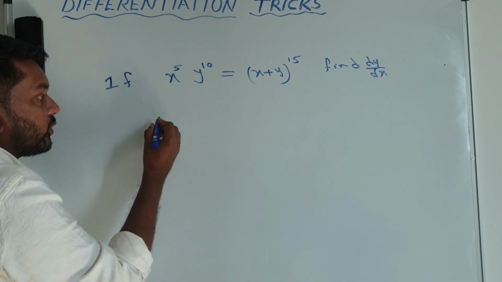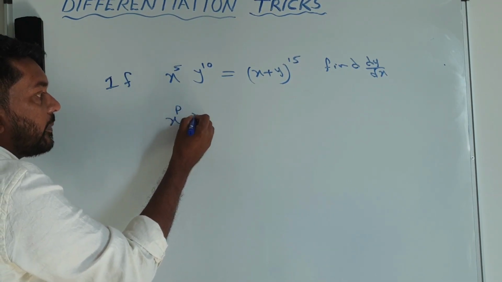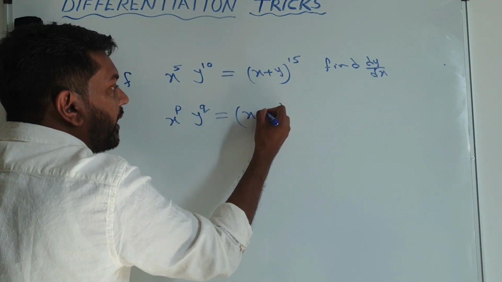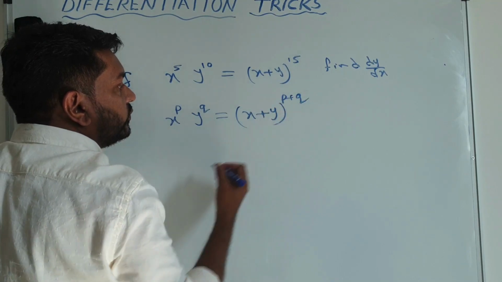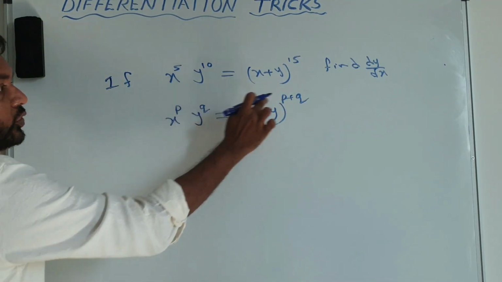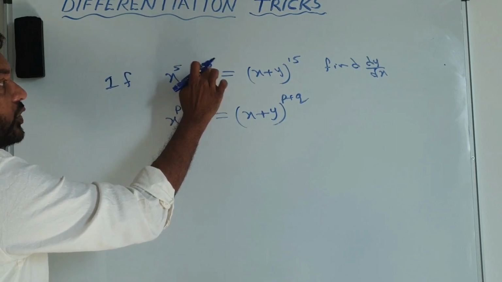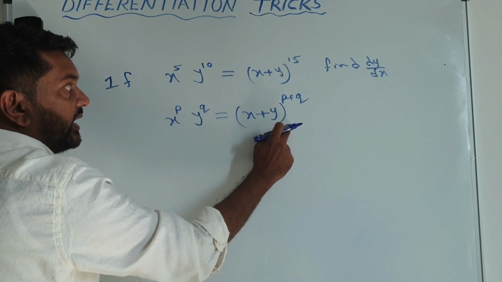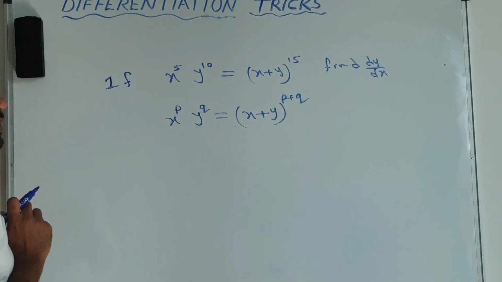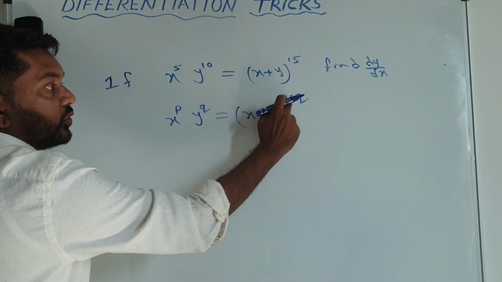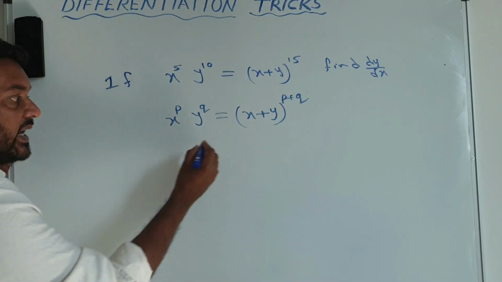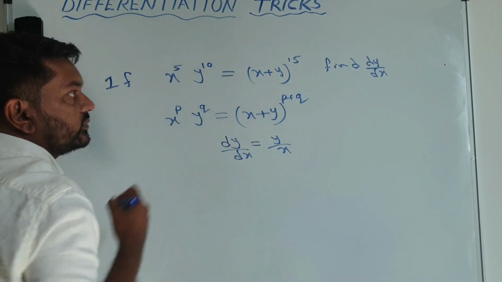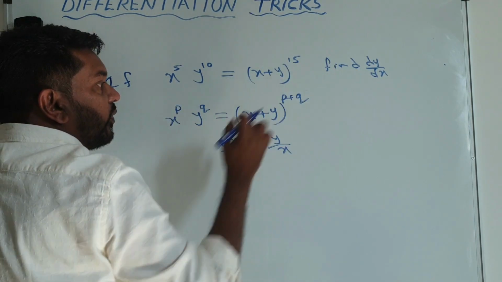If any question of this type comes in the form x power p y power q equals (x plus y) the whole power p plus q, this p plus q should be here. Here p is 5 and q is 10 and p plus q is 15, it is here. If any question comes in this way, p and q can take any number. The only condition is that this p plus q should be the power of this RHS. Then dy by dx will always be y by x. So the answer for this is y by x.